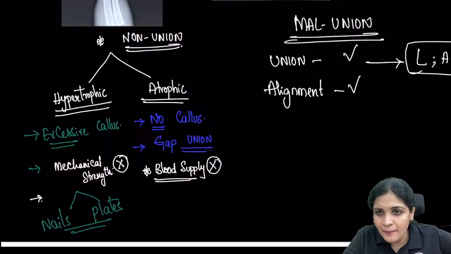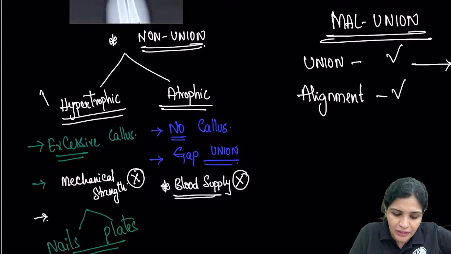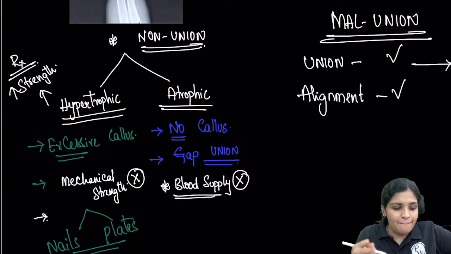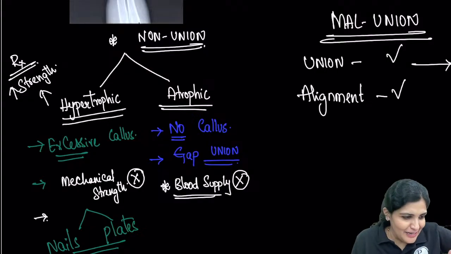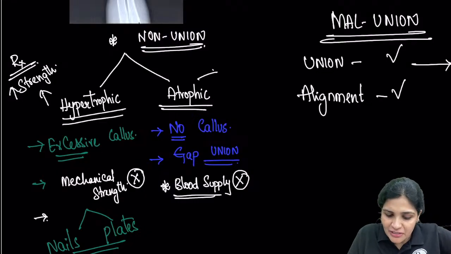So the treatment for the hypertrophic non-union would be increasing the strength. So you have to either increase your plate. Yes, very good, Kalai. Proper fixation. Excellent. So you have to properly fix the bone, right? And what is the treatment for the atrophic non-union?